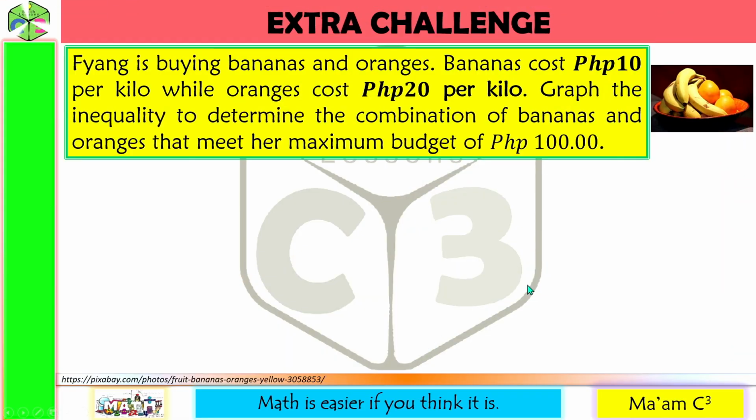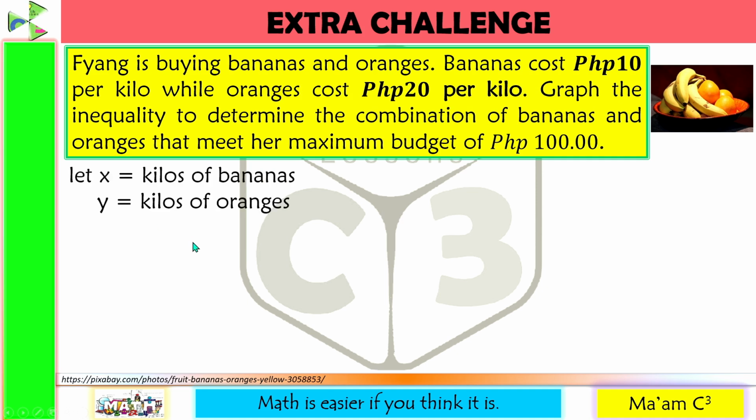Let us do the extra challenge. Fiang is buying bananas and oranges. Bananas cost 10 pesos per kilo while oranges cost 20 pesos per kilo. Graph the inequality to determine the combination of bananas and oranges that meet her maximum budget of 100 pesos. So what we are going to do here is to let x be the kilos of banana and y the kilos of oranges. Next, we are going to make an inequality statement.